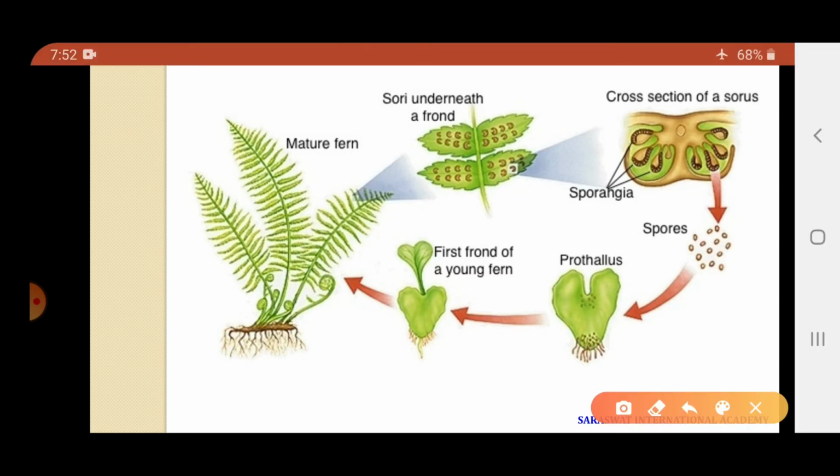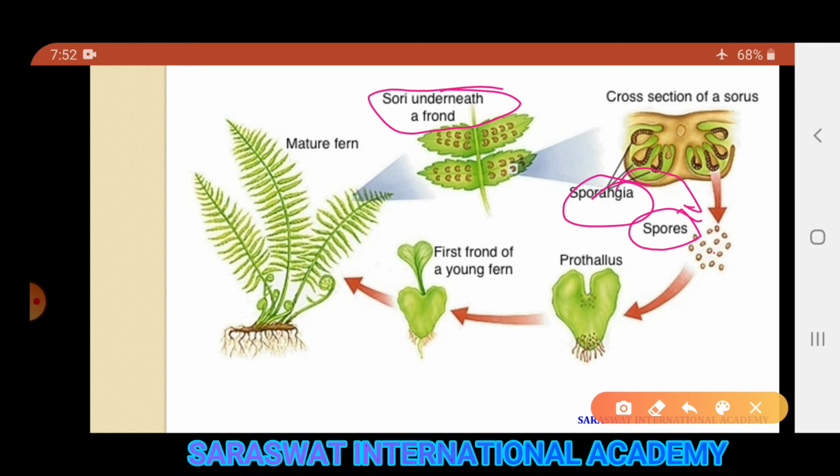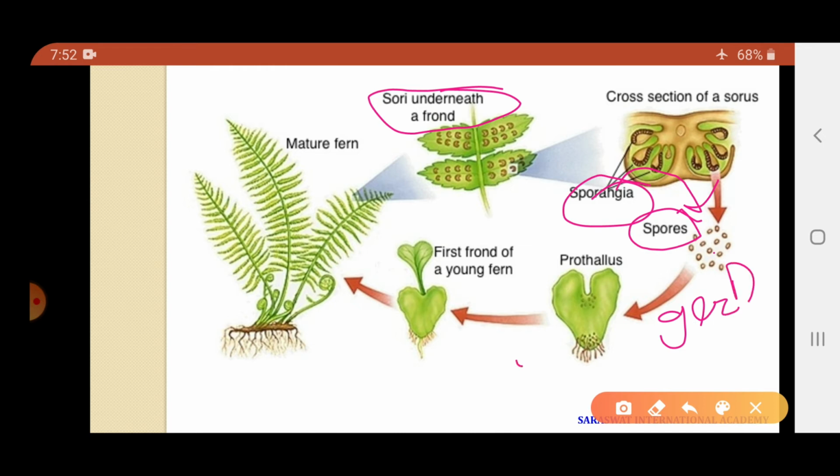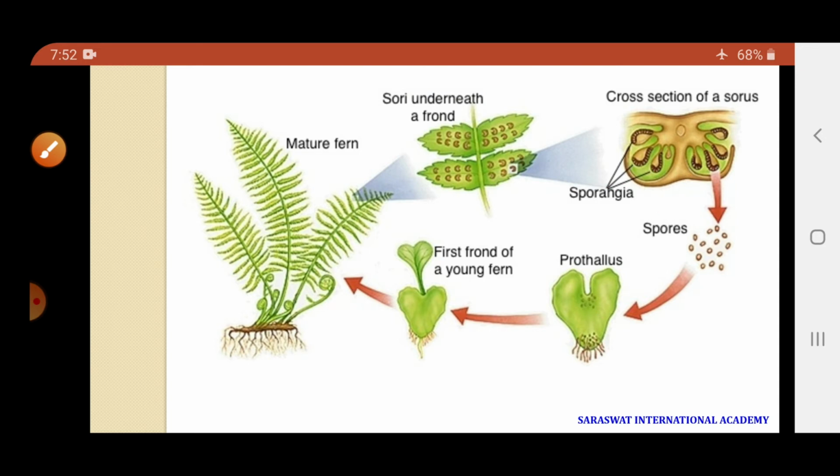Now this is the fern plant के जहाँ पे sori is found underneath the frond. Frond is a leaf, right? So below the leaf sori are found. ये sori का क्रॉस सेक्शन देखोगे तो इसके अंदर आप देखोगे क्या है, स्पोरेंजिया है. स्पोरेंजिया के पास क्या है, स्पोर्स है. ओके, स्पोरेंजिया ने किसका डेवलपमेंट किया, स्पोर्स का. स्पोर्स का जर्मिनेशन हुआ तो किसका फॉर्मेशन हुआ, प्रोथैलस. प्रोथैलस यानी गैमेटोफाइट. गैमेटोफाइट ने फिर किसका डेवलपमेंट किया, मैच्योर फर्न विच इज़ अ स्पोरोफाइटिक प्लांट.